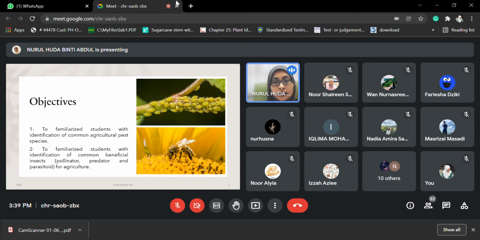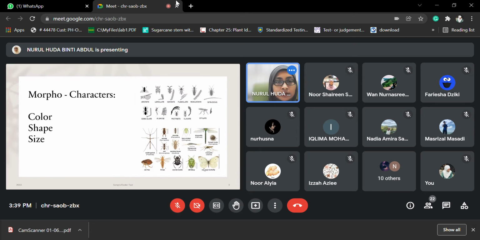Okay, so tu adalah our objective today, but we have to do identification based only on the picture. Okay, so when we are talking about morphological characteristic or morpho characters ni, first you have to do observation on either colours. Tengok colour dia colour hijau ke, green ke, black, shiny black ke, and so on. So tu yang you need to describe. So usually we describe characteristic based on colour, shape, and also size. Okay, so this is the common part lah yang akan kita observe.